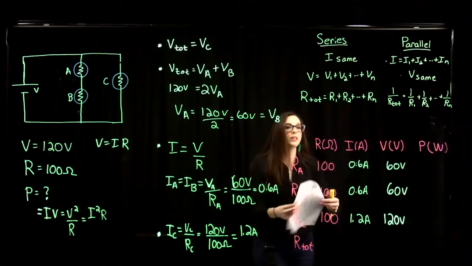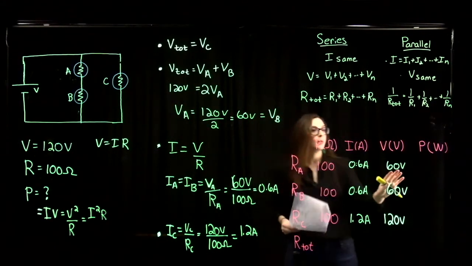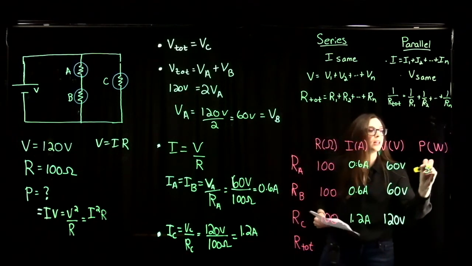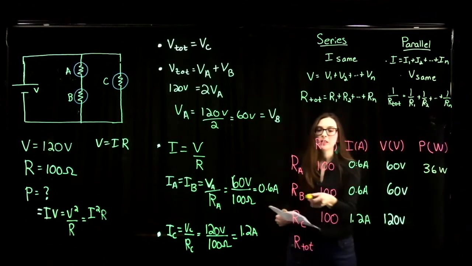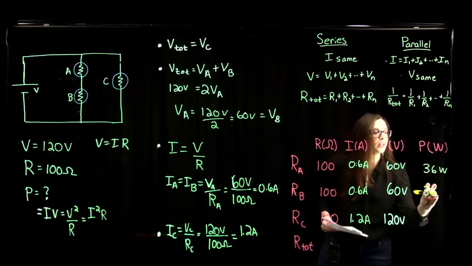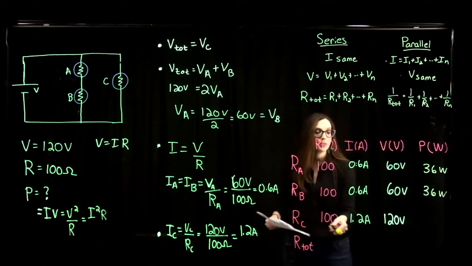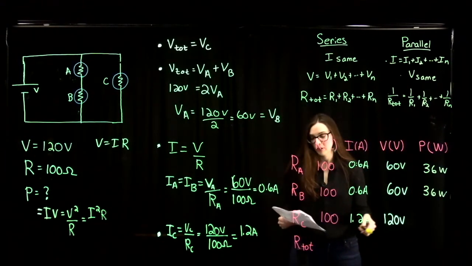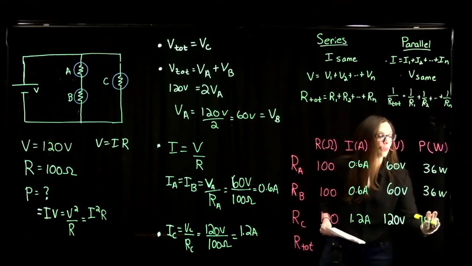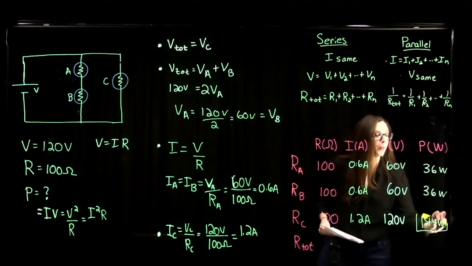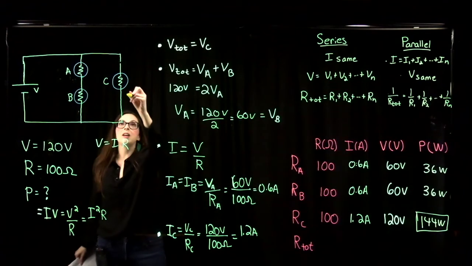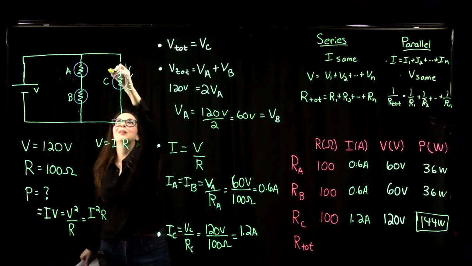So the power dissipated by bulb A is going to be 60 volts times 0.6 amperes, so that's 36 watts. And the same for resistor B, because it has the same potential and current, that's 36 watts. And then for bulb C, we've got 120 volts times 1.2 amperes, that's 144 watts of power that's being dissipated by bulb C. So bulb C here is the one that's going to burn the brightest.